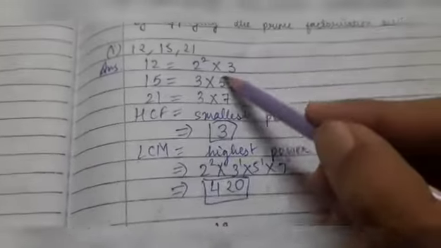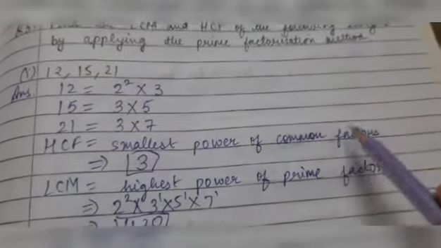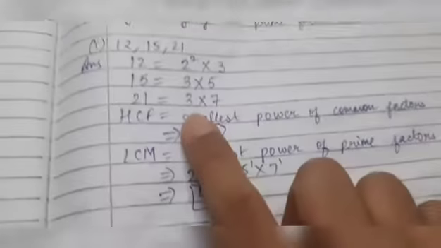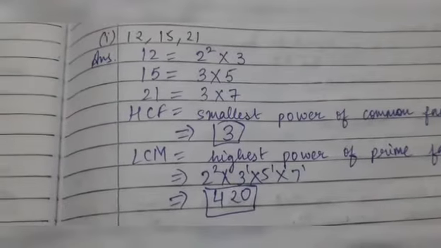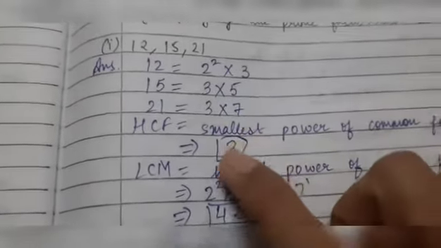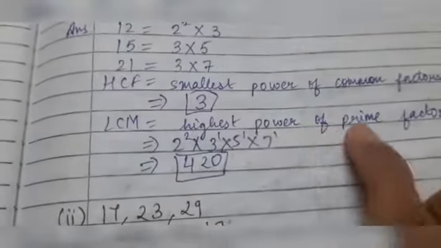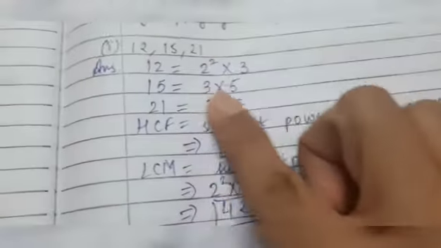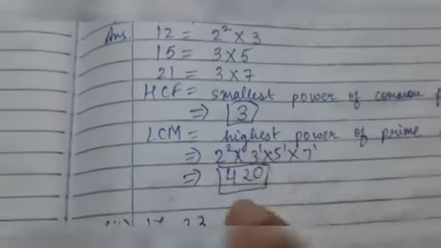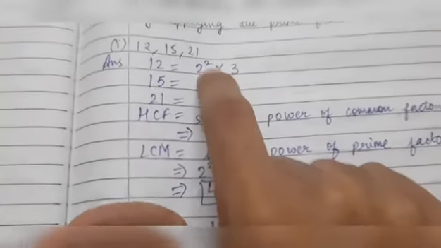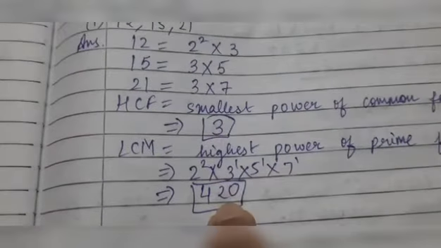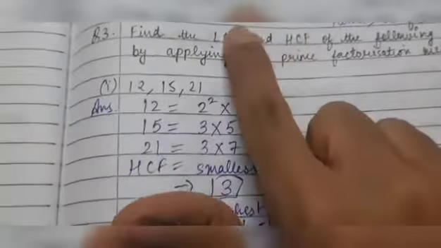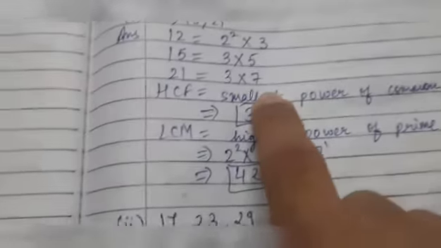Now for finding the HCF, it is the smallest power of the common factors. Only 3 is in common, and the smallest power of 3 is 1. So the HCF becomes 3. What is the LCM? Highest power of prime factors. So you have to take all the factors with their highest power, right? So LCM will be 2, and the highest power of 2 is square. So 2 square into 3 into 5 raised to the power 1, 7 raised to the power 1, so it becomes 420. So your LCM is 420, HCF is 3.